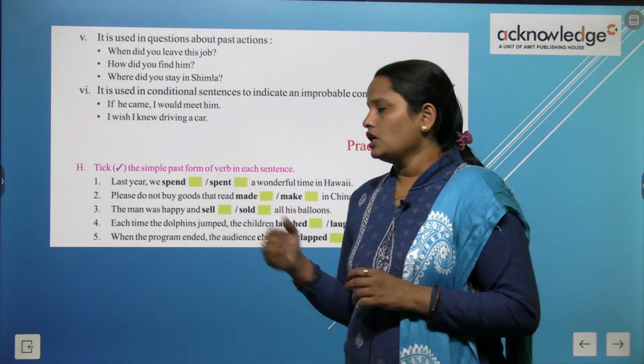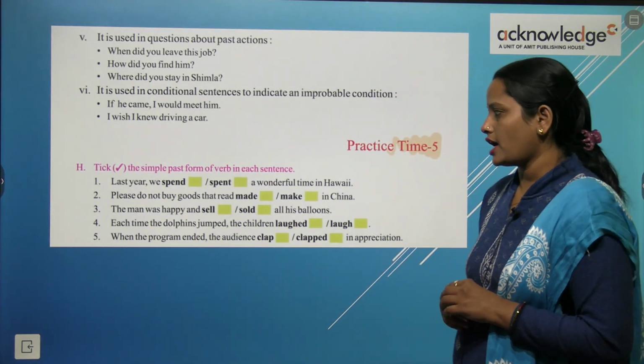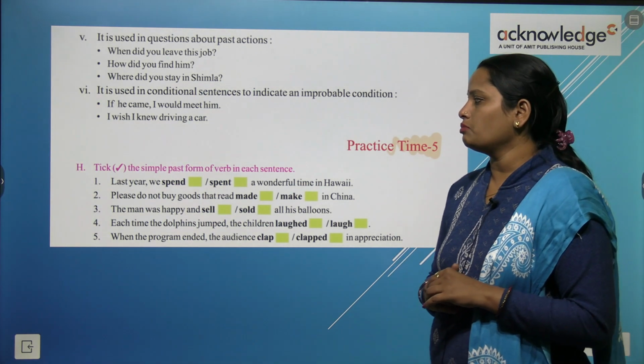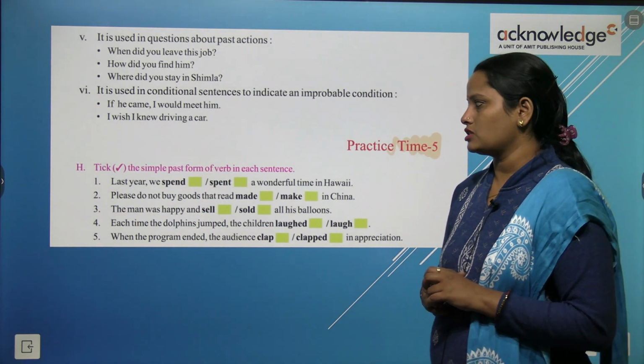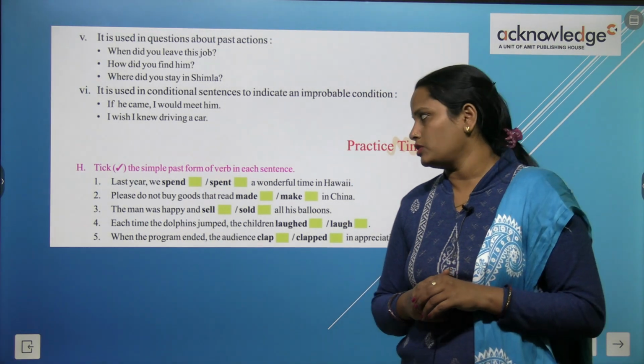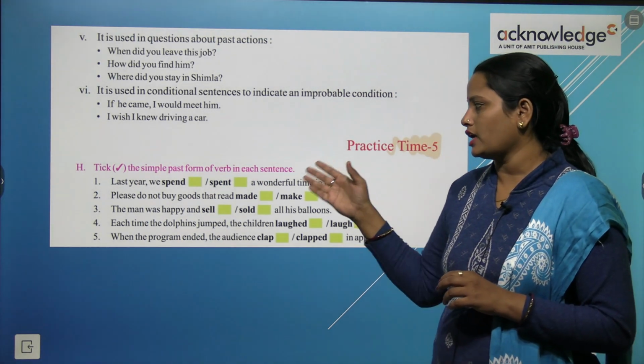So here are some of the rules that we have to follow. These are the rules. Now let's do the exercise. Here we have to take the simple past form of the verb in each sentence. So in her sentence the simple past form is given. Let's read. Let's do that.